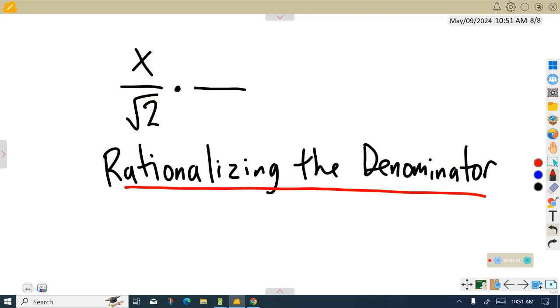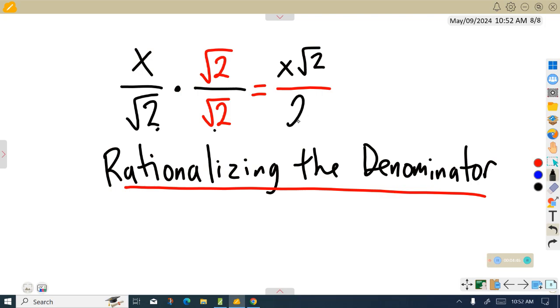To rationalize the denominator, I got to multiply on top and bottom by the same square root that I'm trying to get rid of. So I'm trying to get rid of root 2, so I'm going to put root 2 in these two places. On the top right here, I got x times the square root of 2, and that will give me x root 2. But root 2 times root 2 just gives me 2.